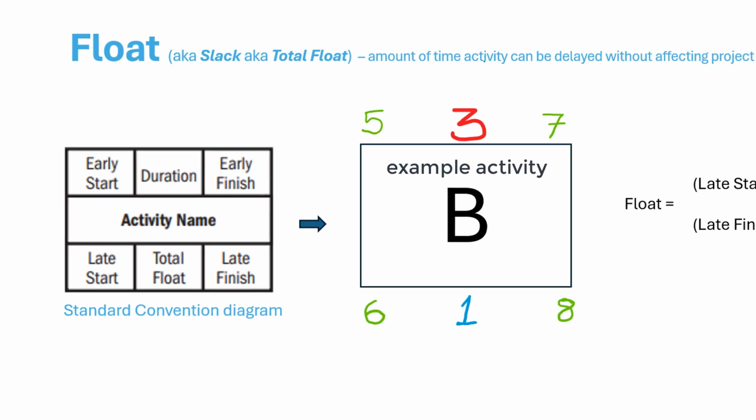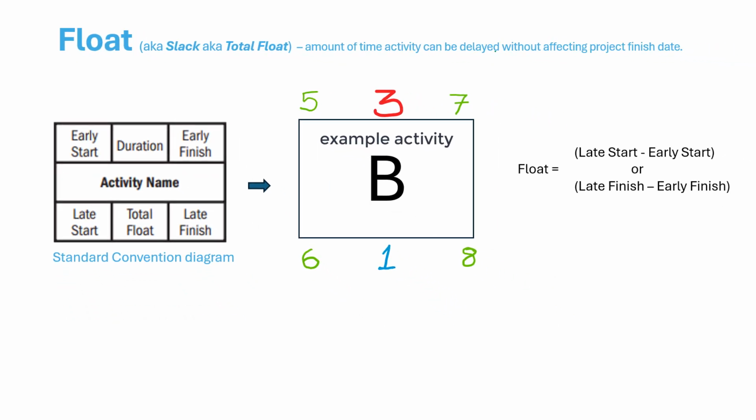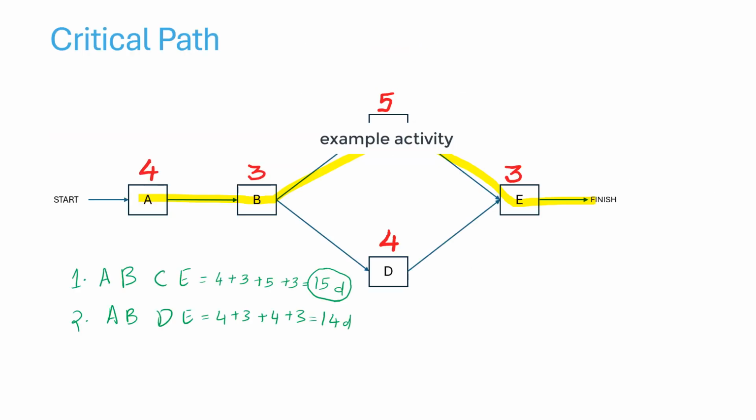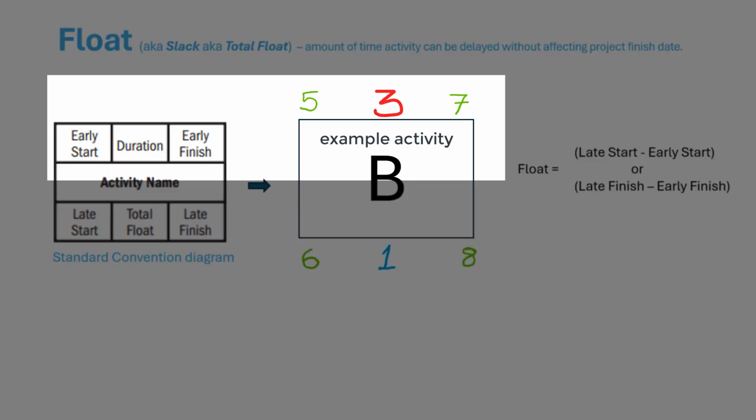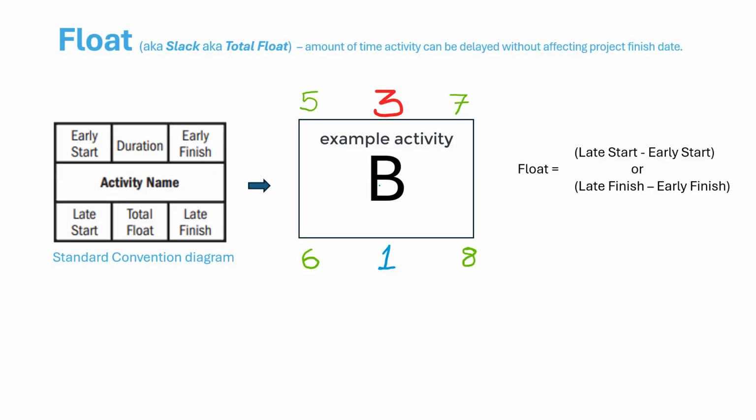This is the amount of time that an activity can be delayed without affecting the project finish date. For example, if I go back here, you can see that this task D can be delayed by 1 day without impacting the total finish date. So how is this represented in a network diagram? There is an early start. This is the early start day when this task starts, and an early finish day.